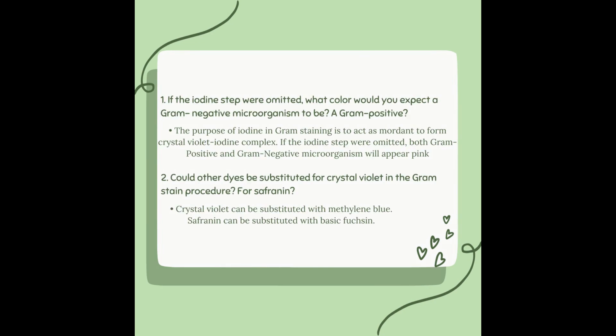Question number 1. If the iodine step were omitted, what color would you expect a gram-negative microorganism to be? The purpose of iodine in gram staining is to act as a mordant to form the crystal violet iodine complex. If the iodine step were omitted, both gram-positive and gram-negative microorganisms will appear pink.